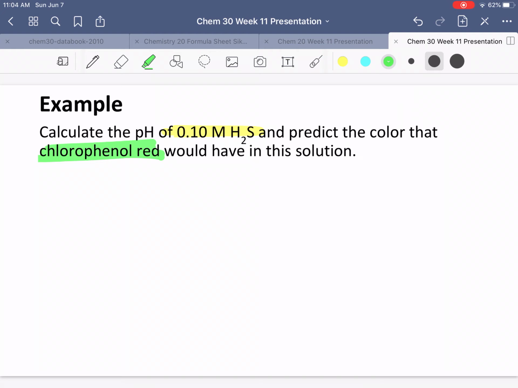All right, let's start at the beginning. What will happen when you put this acid into water? Well, it's going to do something based upon whether it is a strong acid or a weak acid.